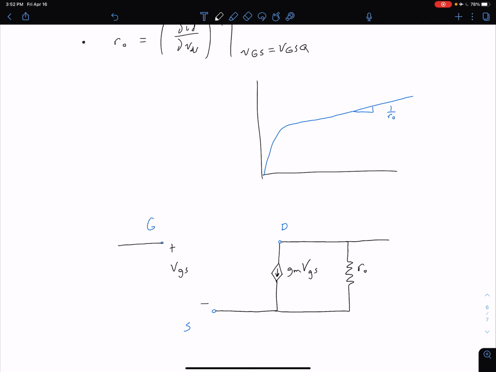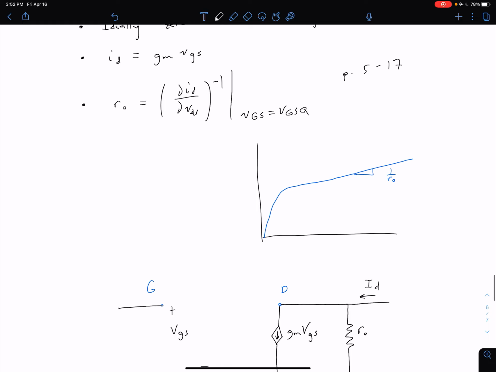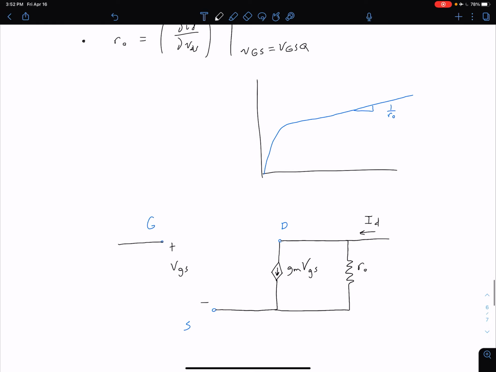And then the current coming into this point is going to be our drain current, I sub D. And so what we can see then is that if our VDS, which again is going to be the voltage across this resistor, is changing, we're going to have some change in our drain current, which is exactly what this lowercase r0 is sort of characterizing. Okay, so that is our small signal transistor model.